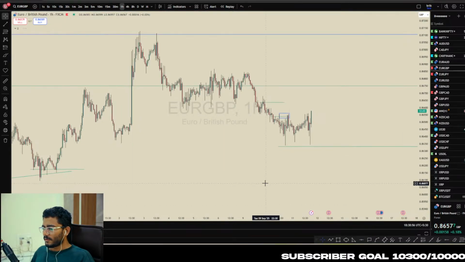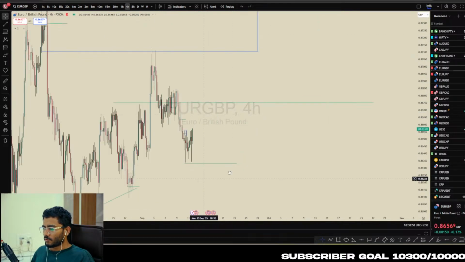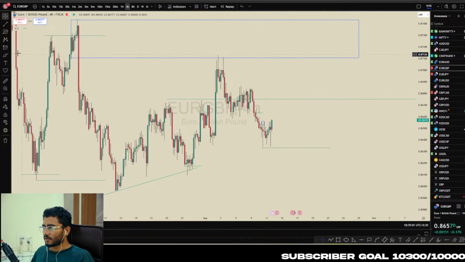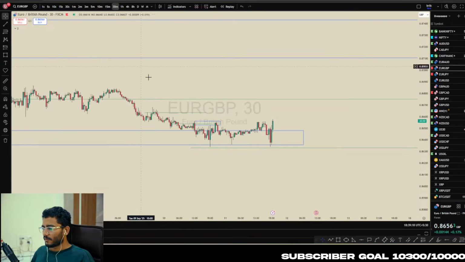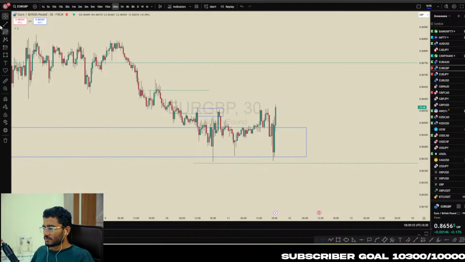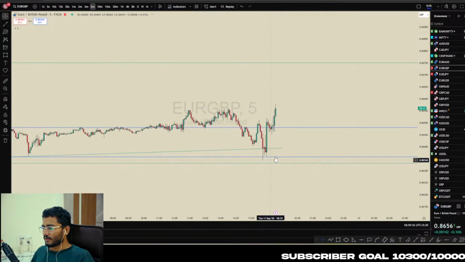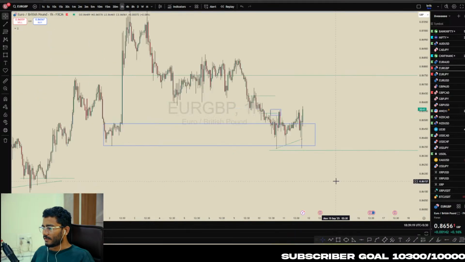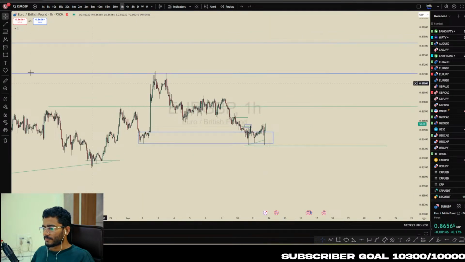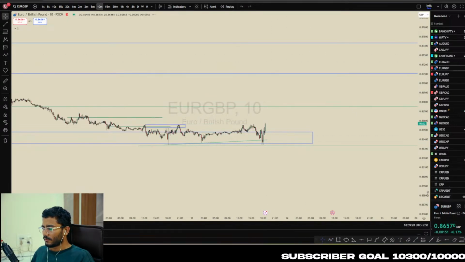On Euro GBP, 4 hour, there is an order block. Yesterday, I gave this entry from this order block, which took out the liquidity and tapped here. After this, finally, price has swept this liquidity, and because of news, we can see a reversal on Euro GBP. It can continue from this high, so we can look for a continuation trade. Right now, there is no entry.